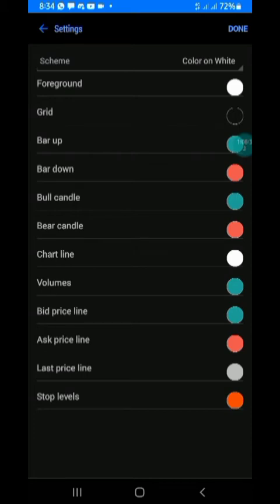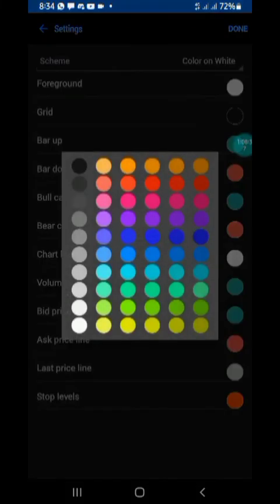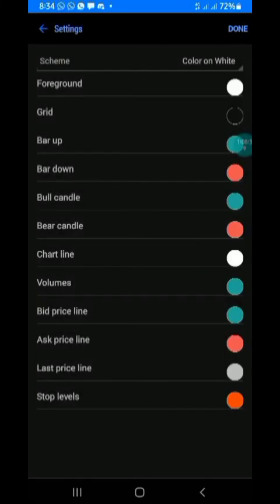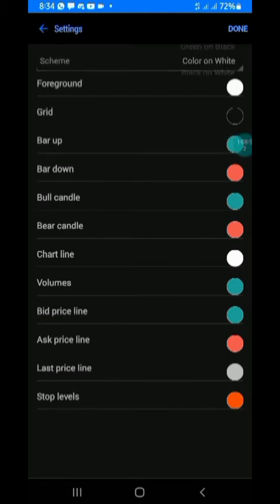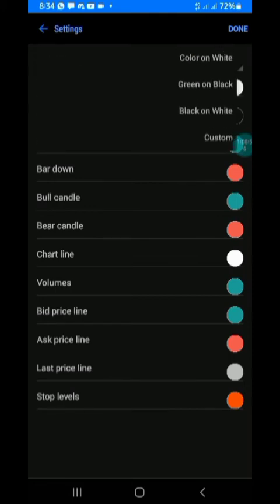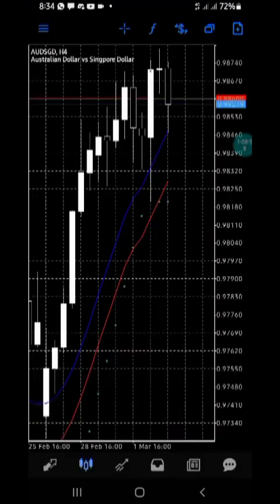So all these colors, you can change them when you click on them. For example, I click on foreground, it brings out the color panel. Any of them you click on, it brings out the color panel. Then on the scheme, you have color on white, green on black, black on white, custom. So if I click on this, it changes totally the whole chart. Let me click black on white, click done. See what has happened. The grid lines became white on a black background.